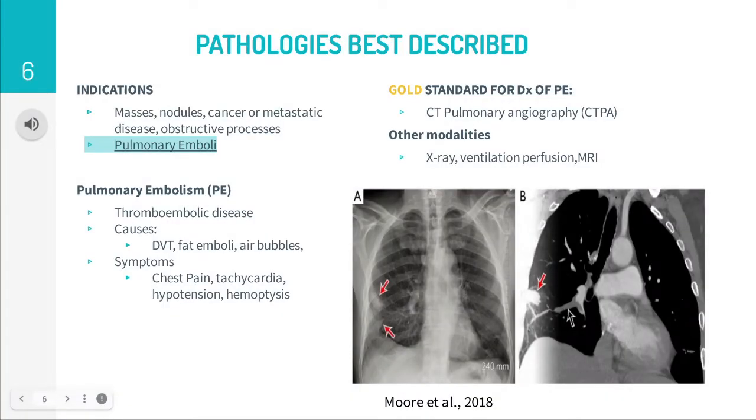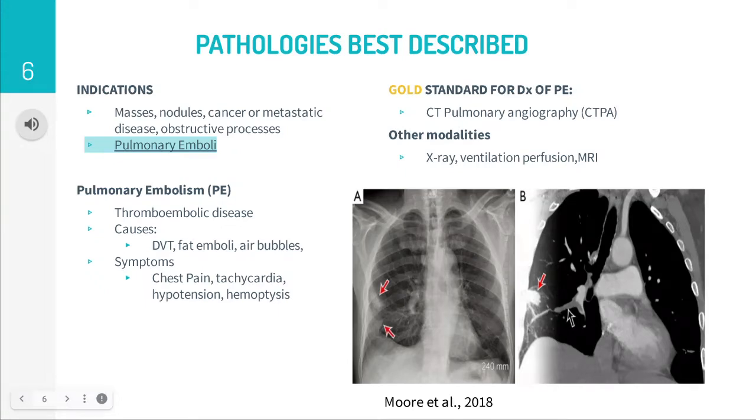Now for the pathologies best described. If there are any suspected masses, nodules, obstructive processes, or any cancer or metastatic disease, a protocol of the enhanced chest CT will be performed if there are not any severe contraindications present, such as impaired renal function. However, the pathology most associated with an enhanced chest CT is pulmonary embolism.